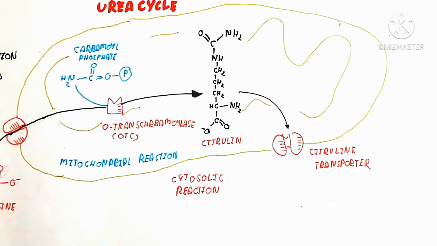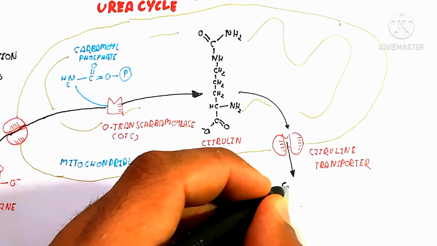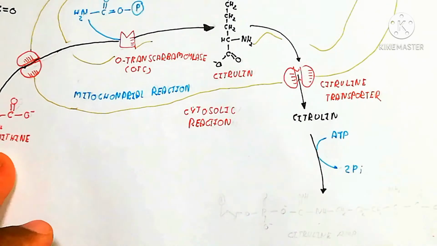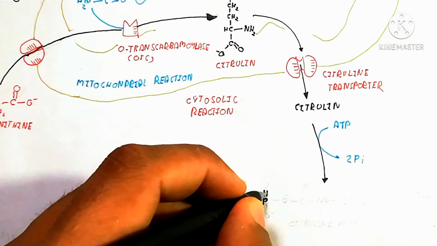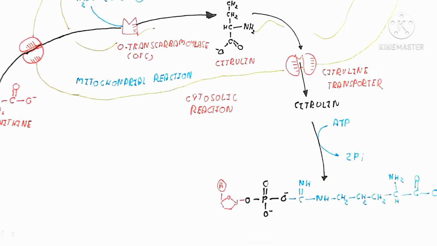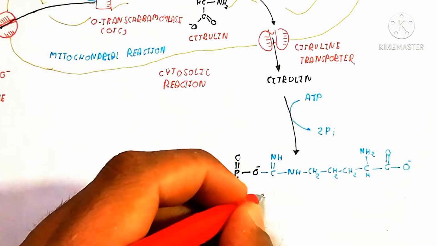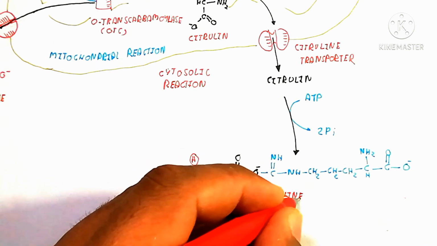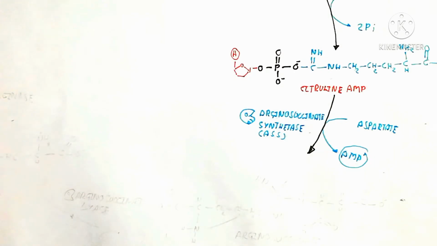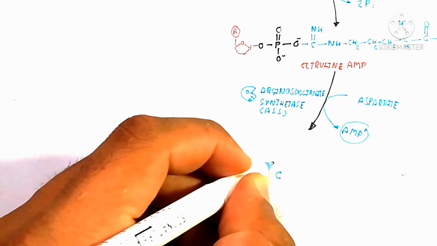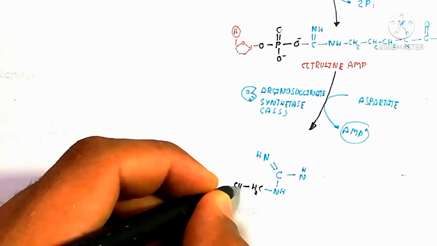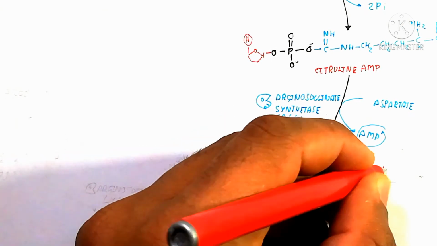So the citrulline is here, and it uses ATP, and a phosphate group is attached to it, and this produces citrulline-AMP, adenosine monophosphate. So the structure of citrulline-AMP looks like this. So here the enzyme argininosuccinate synthetase is used to produce argininosuccinate in the presence of aspartate, and the AMP will be detached from it, and the argininosuccinate formula looks like this.